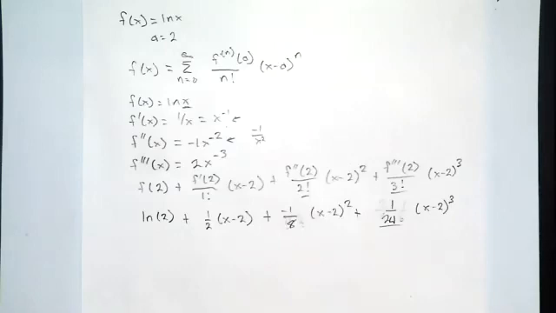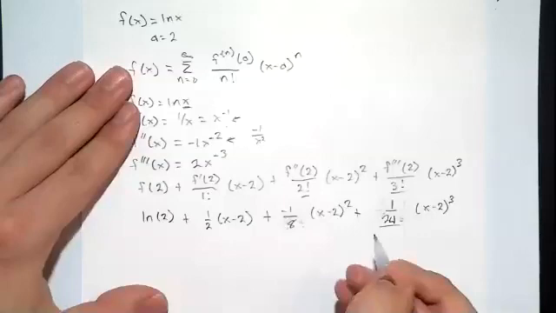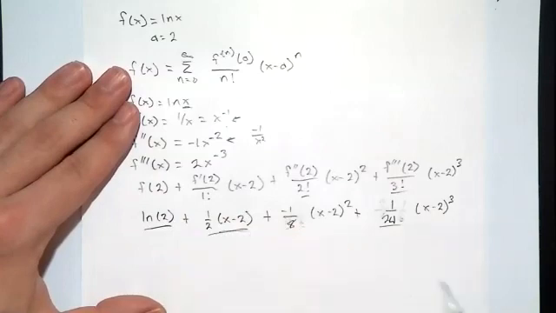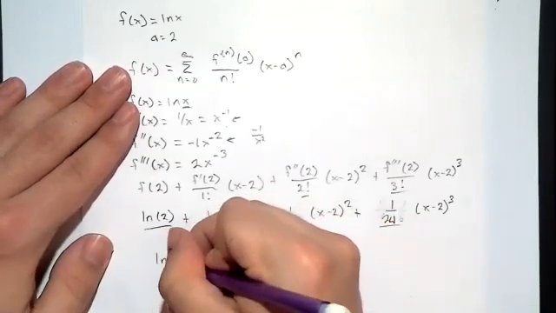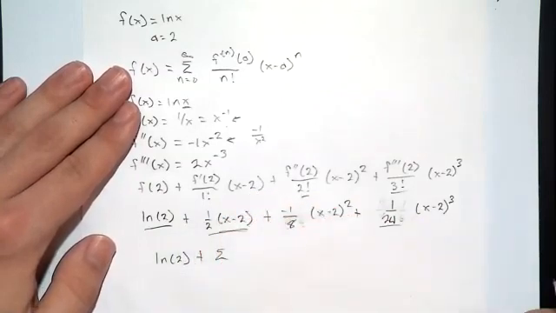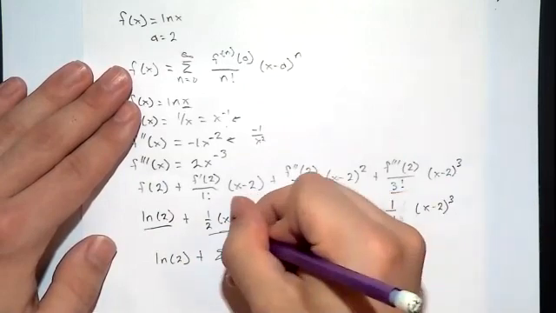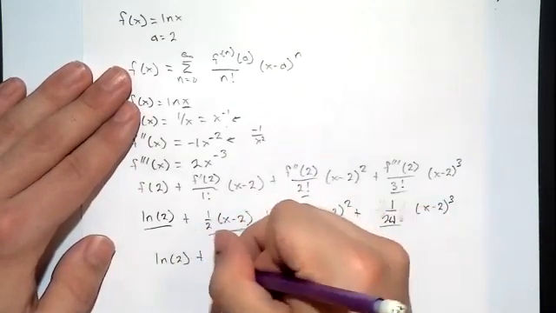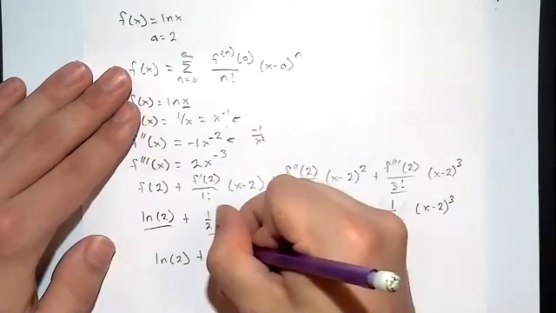Oh, the general term, yeah. So you see the first one is kind of different from the rest. So generally you want to do natural log of 2 plus the sum of the general term. You have x minus 2, and here you'd start at n equals 1 to infinity.